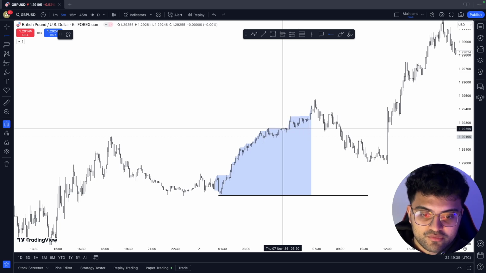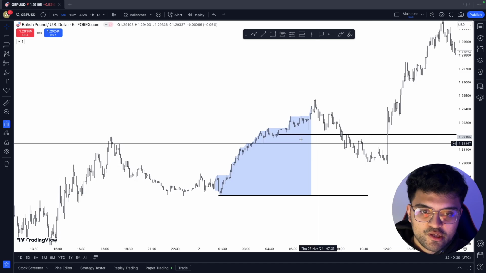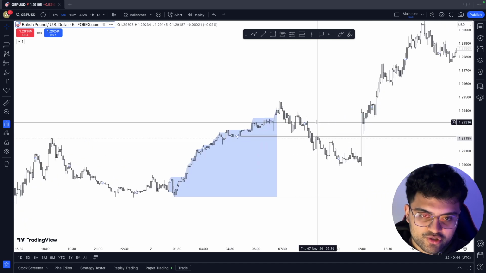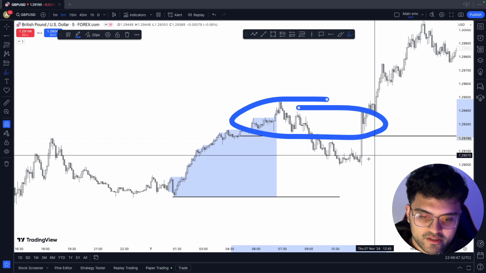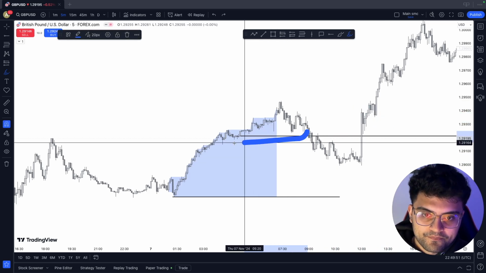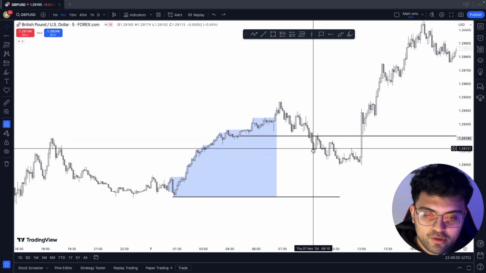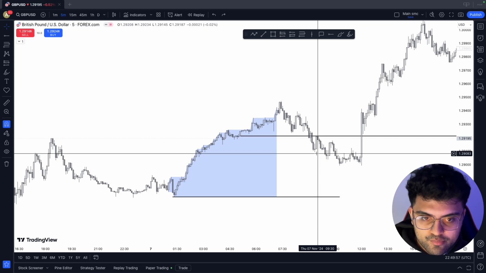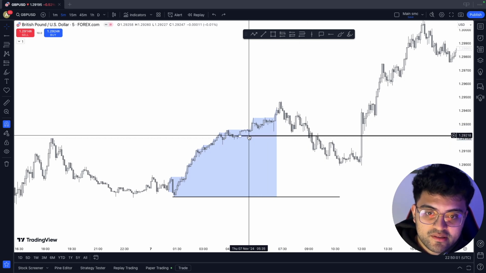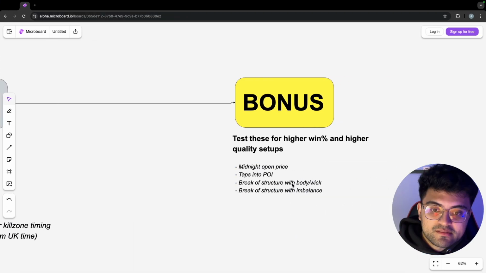UK time, because midnight open New York times are around there. Whatever the opening price is, just draw a line. Now the general rule of thumb is that high probability sell conditions will happen in the top half of this midnight open price, and high probability buying opportunities will happen below the midnight opening price. So if your entry limit is below and you're buying, think of it as a high probability trade. If you're selling and your entry is above this midnight open price, then think of that as a high probability trade as well. Taps into POI.